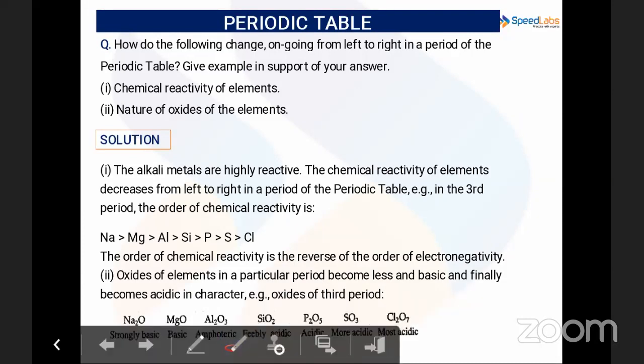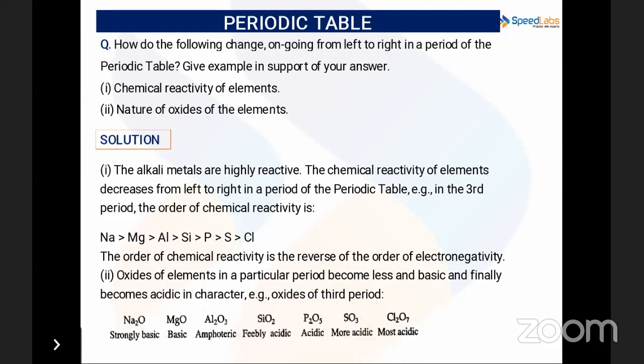And the second part they have asked is the nature of oxides of the elements. First of all, try to understand oxides. There can be oxides of alkali metals, and there are oxides of nitrogen. If we talk about oxides of alkali metals, lithium oxide is Li2O, one of the lightest alkali metal oxides, a white solid. Sodium oxide is Na2O, potassium oxide can form K2O, similarly rubidium oxide can form, right? So they have asked the question about the nature of oxides of the elements, right?